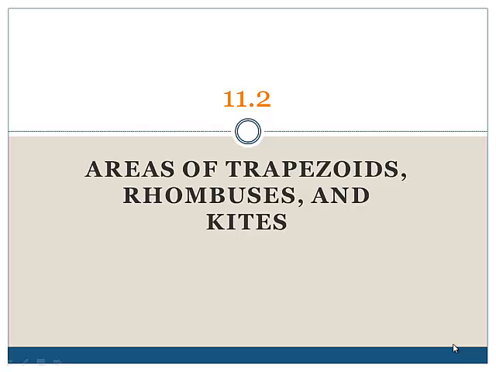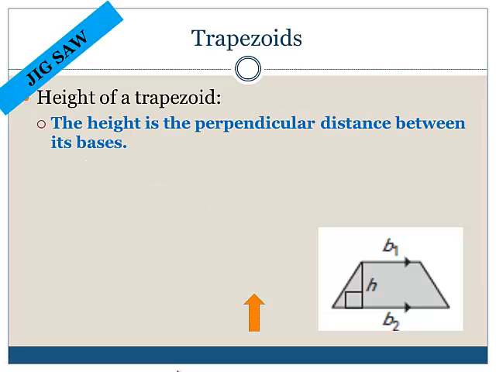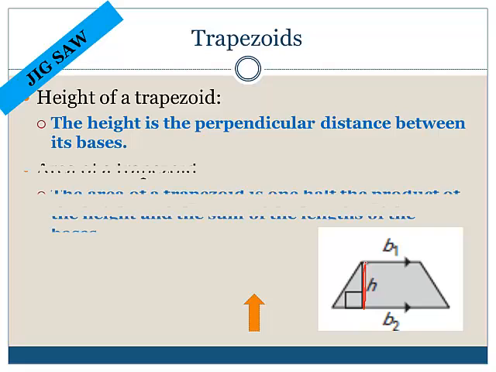Today we're working on 11.2, areas of trapezoids, rhombuses, and kites. Let's start with trapezoids. The height of a trapezoid is the perpendicular distance between its bases. If we look down here at our trapezoid, the line that's perpendicular is the line denoted h, which will represent our height. So this is similar to what we were doing in 11.1, with the perpendicular line being the height of our triangles.